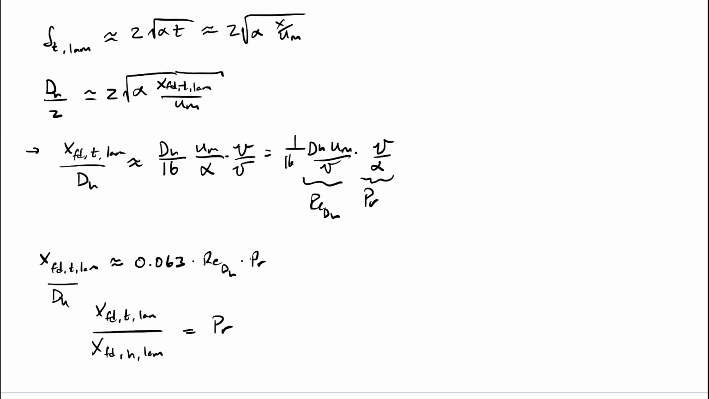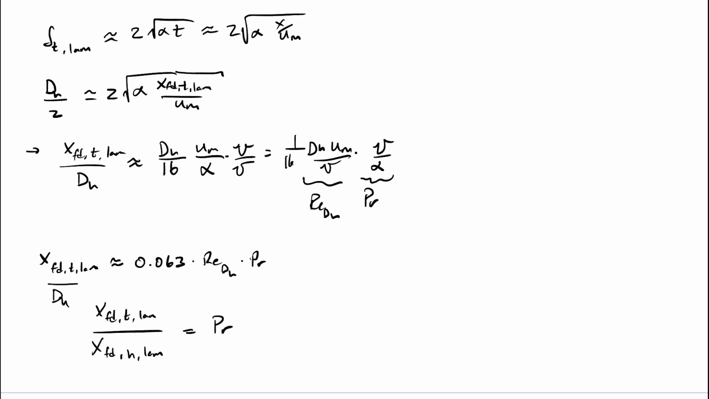Okay, so now we see a relationship between the thermal fully developed position and the momentum fully developed position. That's directly related to the Prandtl number. So again, it's just the rate of boundary layer growth. That's how they're related to each other.